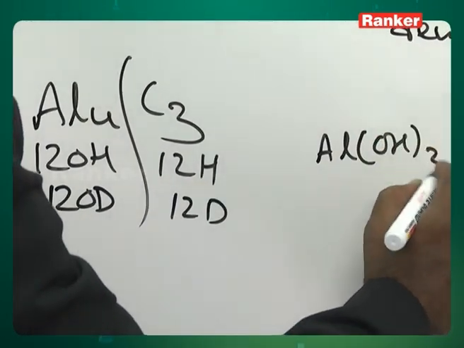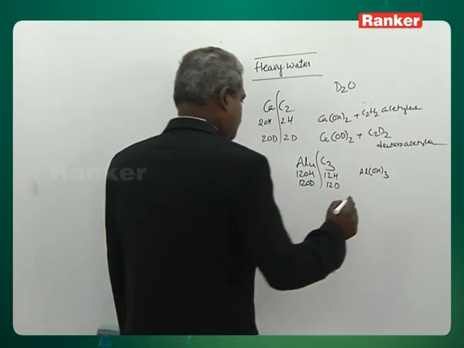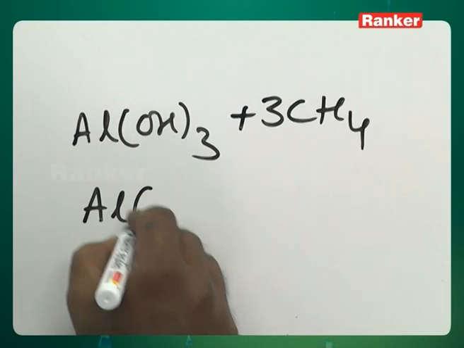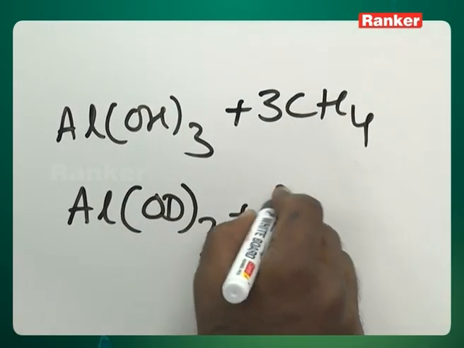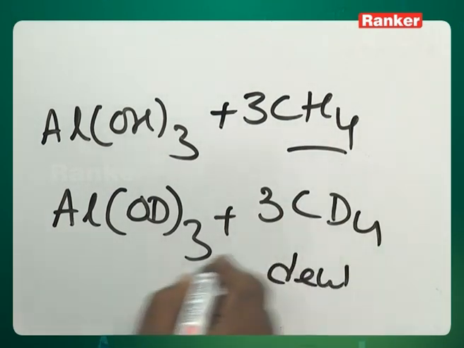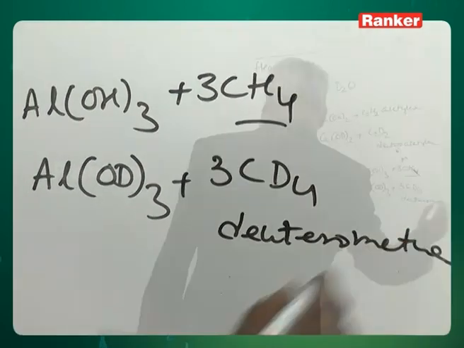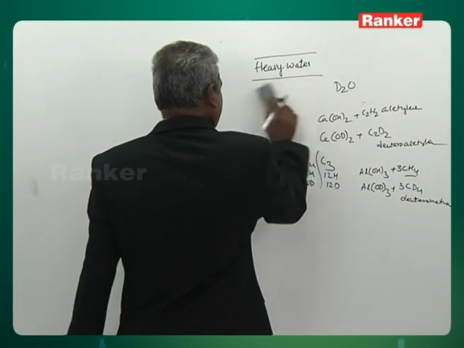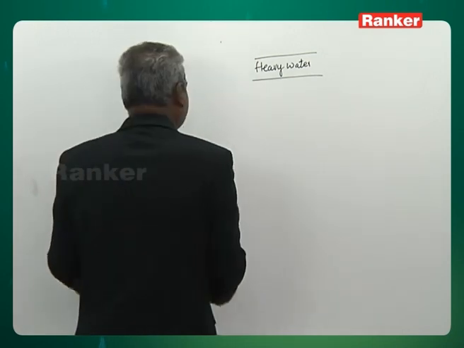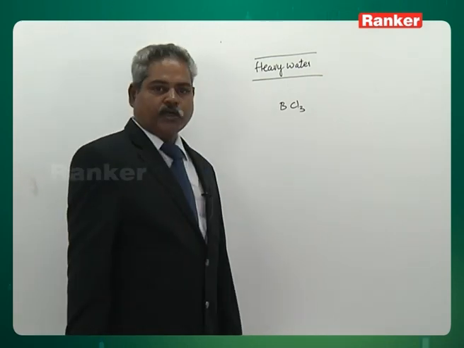Al(OH)3. So, not only reaction with heavy water, you are learning reaction with water also. Al(OH)3 plus 3CH4, Al(OD)3 plus 3CD4. This is methane, this is deuteromethane, aluminum deuteroxide, deuteromethane. Every time I can't write DD, so I'll simply write some reactions with water, since in any case we have to learn the reactions of water.